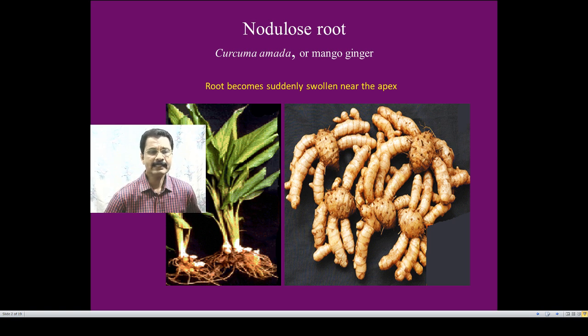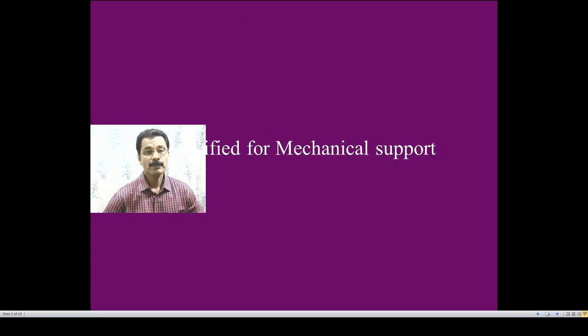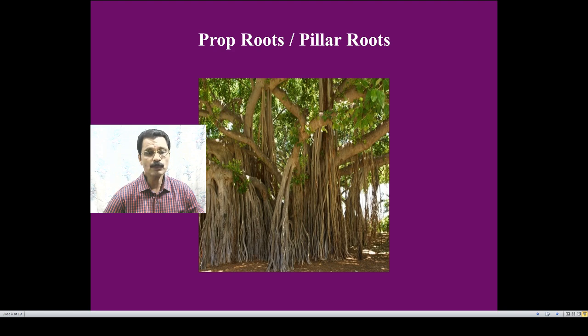Then today let's see the roots modified for mechanical support. Roots modified for mechanical support. In huge trees like banyan tree, from the aerial branches, the adventitious roots develop and grow vertically downwards into the soil. And it grows as strong as the main trunk. And it gives mechanical support like pillars. Hence these roots are otherwise called pillar roots.